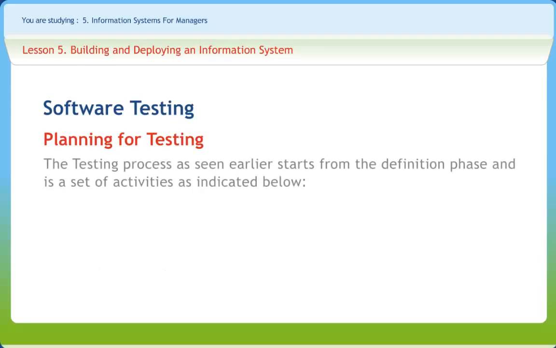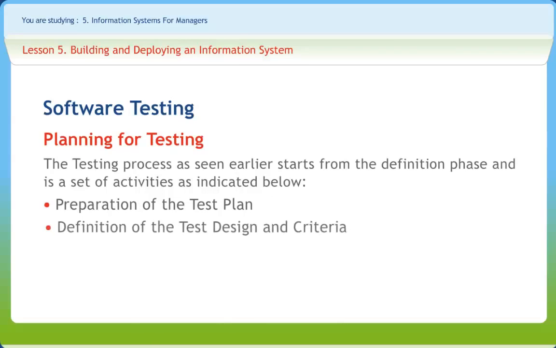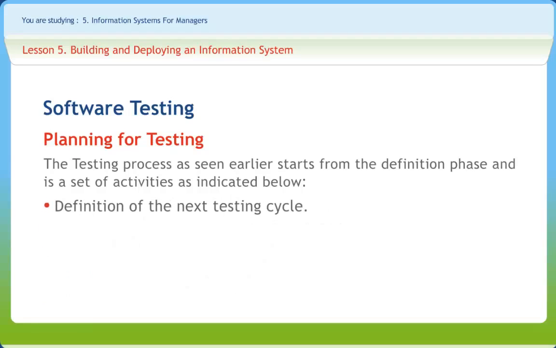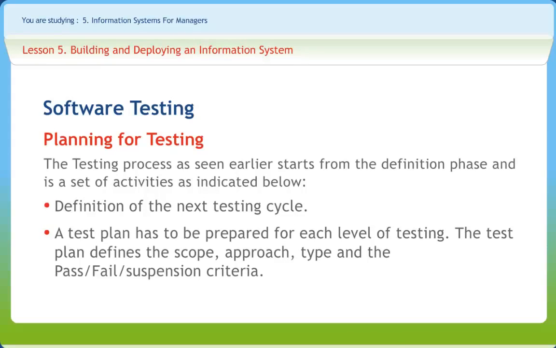The testing process, as seen earlier, starts from the definition phase and is a set of activities such as preparation of test plan, definition of test design and criteria, identification of the test cases and data set, recording the results, debugging and correction, and definition of the next testing cycle. A test plan has to be prepared for each level of testing. This test plan defines the scope, approach, type, and the pass-fail suspension criteria.